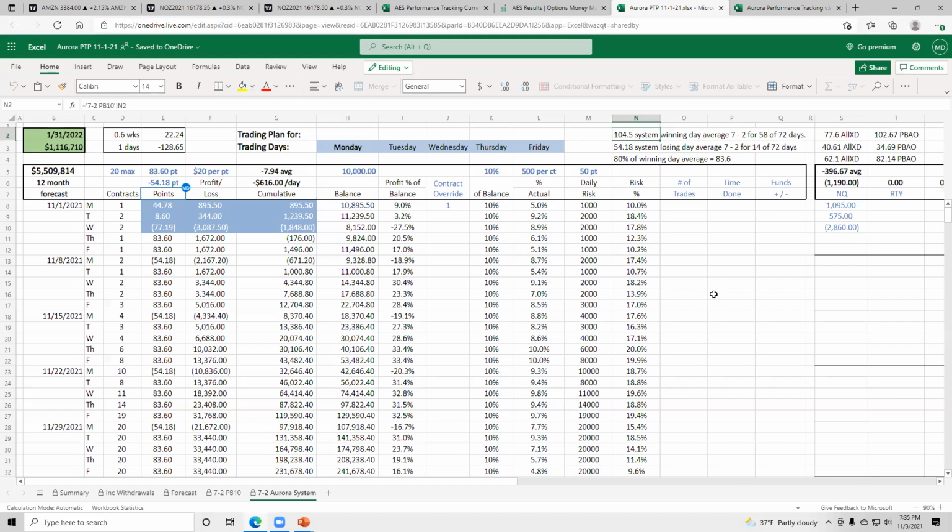That is just simply turning off your emotions and taking the signals. When you get into some of those choppy periods, there's a signal to go long, then a signal to go short, and then a signal to go long, and you don't get exasperated, you don't get frustrated, you just do it. That's what that is. The losing days, 14 of 72 days, are averaging 54.18 points.